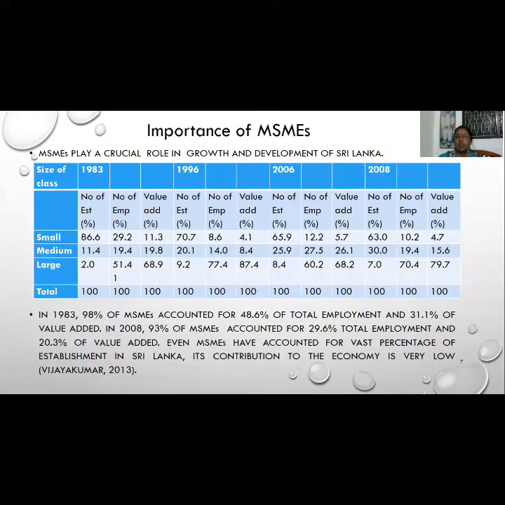Then when we observe the importance of SMEs, they play a prominent role in the growth and development of all nations. In the case of Sri Lanka, SMEs also play a crucial role. They contribute to GDP, create employment, and contribute to value added. This table shows the trend from 1983 to 2008 regarding employment and value added. Here we can see that in 1983, 98% of enterprises were SMEs.